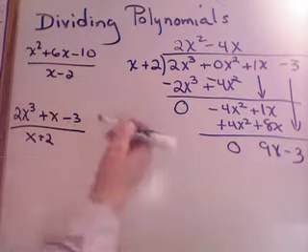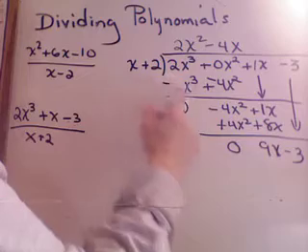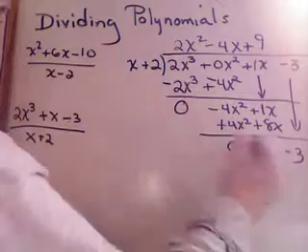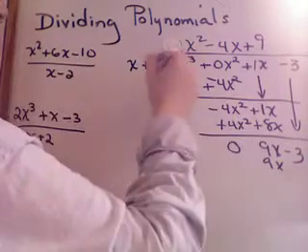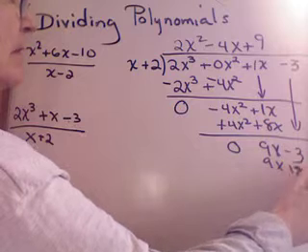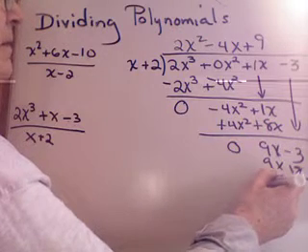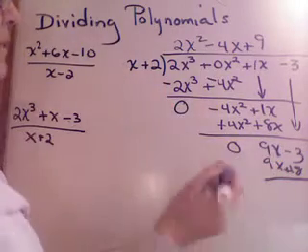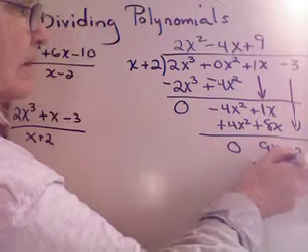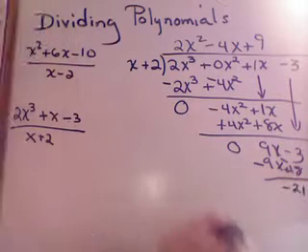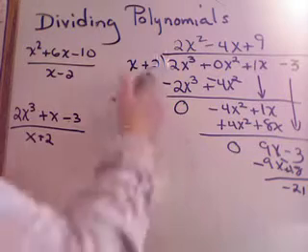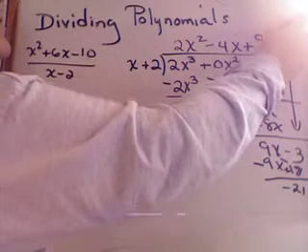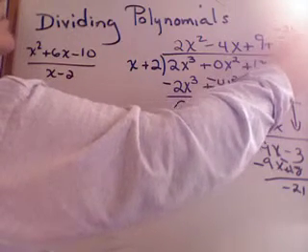With me so far? Okay. What times x is 9x? 9. 9 times x, 9x. 9 times 2, 18. Draw the line. Oops, that was plus 18. Now double check. Okay, I'm going to subtract. Negative 21. What do I do with that negative 21? Does x go into it? No. A remainder, plus negative 21 over x plus 2.